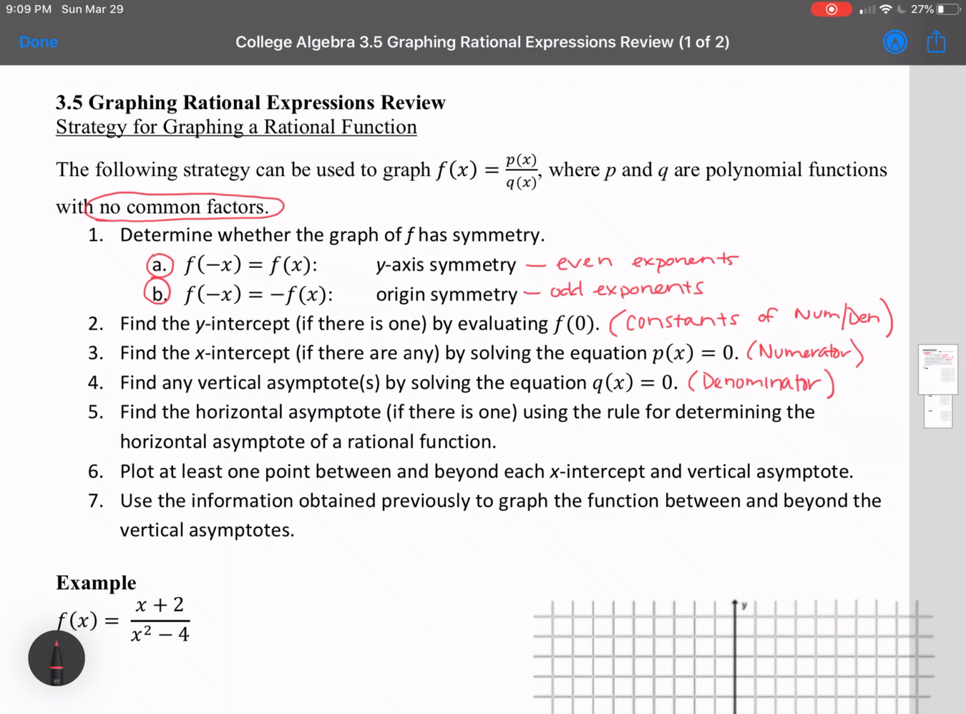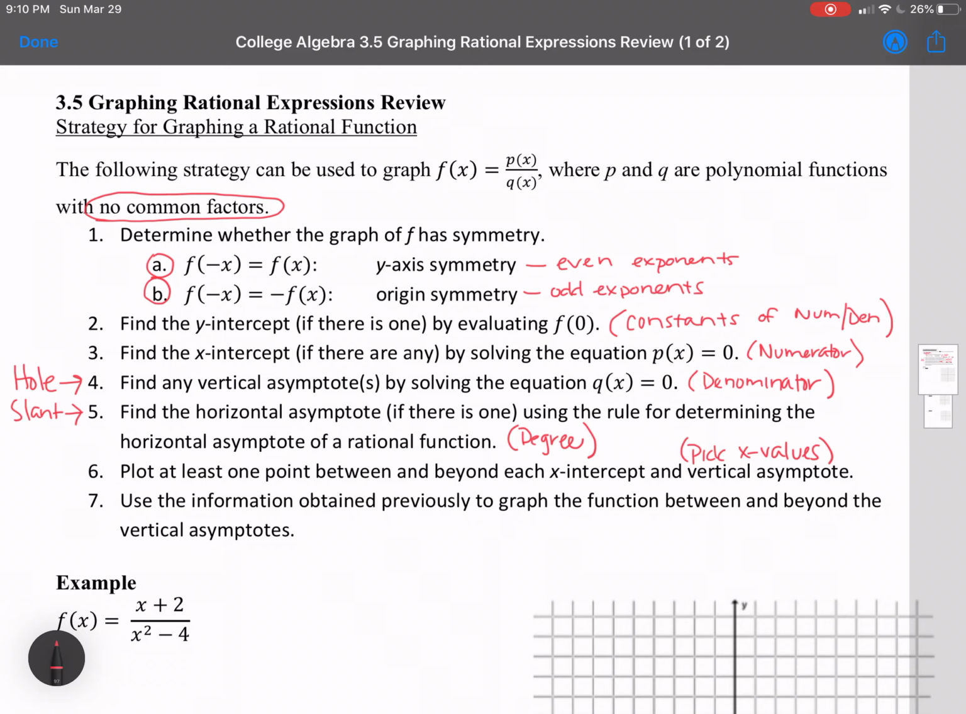Then we're going to find the horizontal asymptote, if there is one, using the rule for determining the horizontal asymptote of a rational function. Remember, this is based off the degree. If you need to, look back at your notes. And then we're going to plot at least one point between and beyond each x-intercept and vertical asymptote. Remember, this is when we can pick x values and solve for y to find your ordered pairs. Something else we're going to review is what we need to do when we have a hole in our graph. And then we're also going to talk about our slant asymptotes.